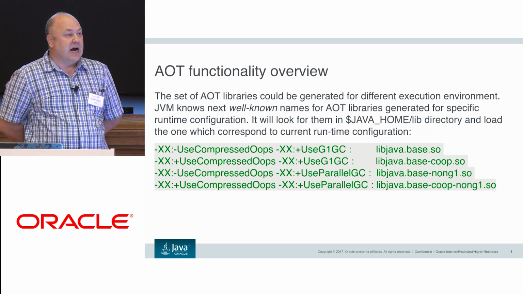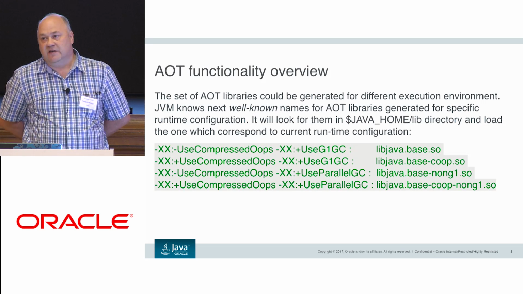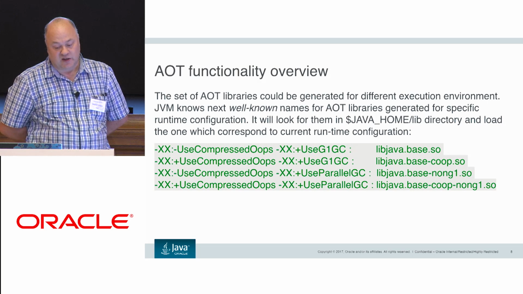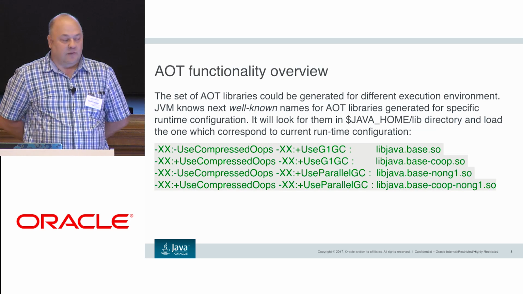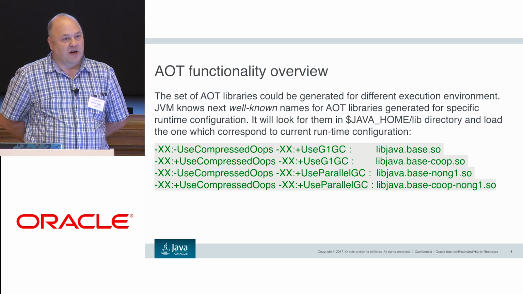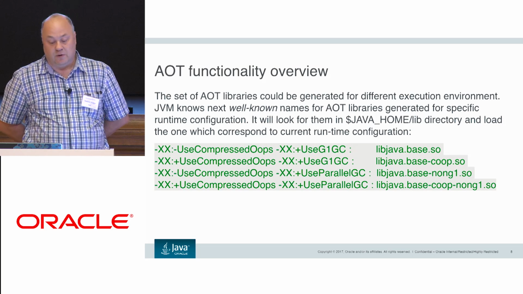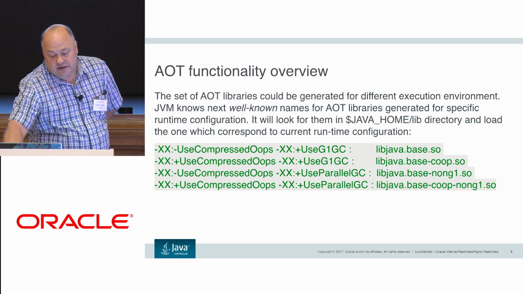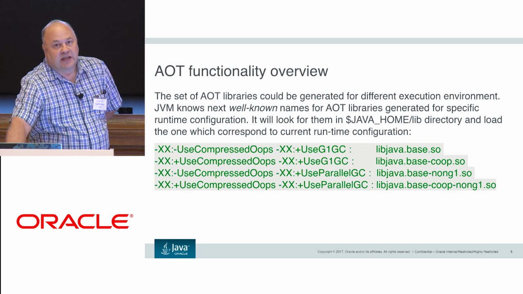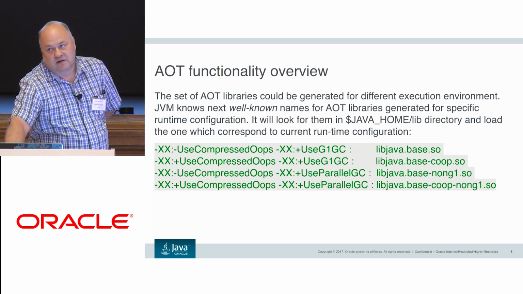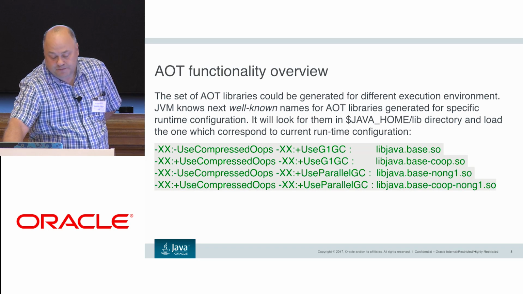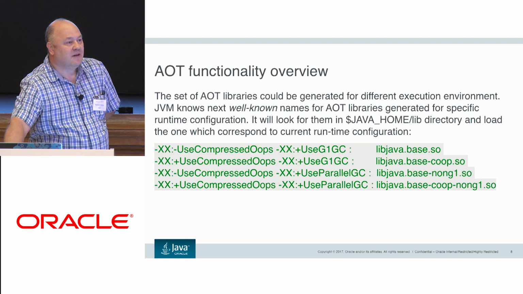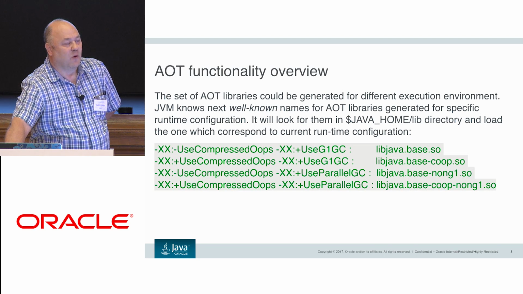AOT also recognizes some runtime configuration encoded in library names. There are four configurations, which specify whether G1 or parallel GC is used, and whether compressed oops are used or not. So only these four configurations. And essentially, in JDK 9, we support only parallel GC and G1. Actually, Chris Salinger tried CMS at Twitter, and it works too.